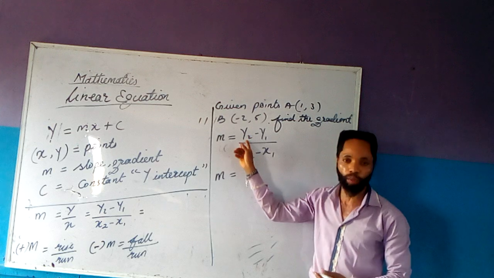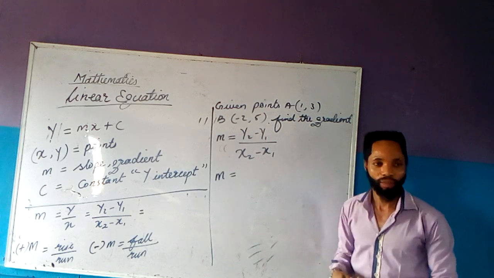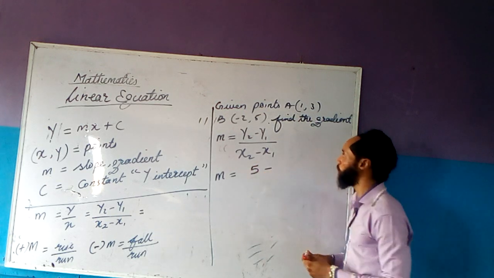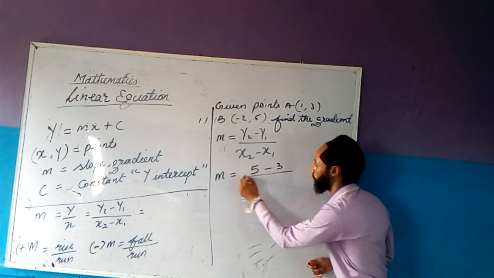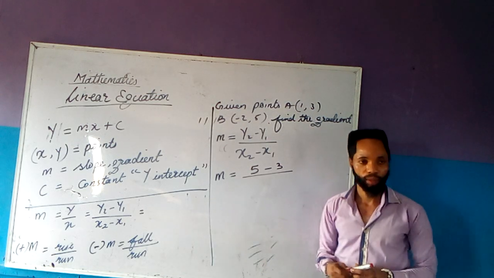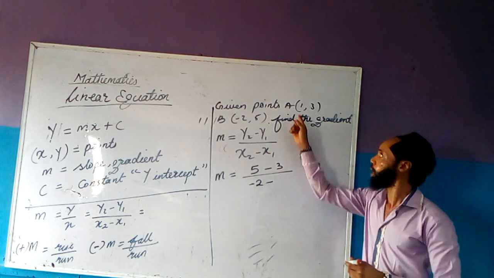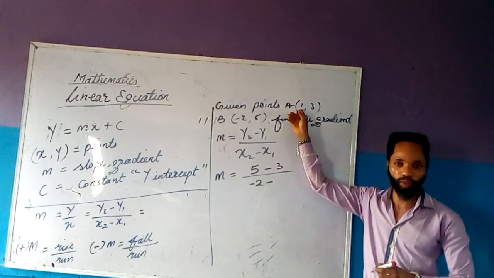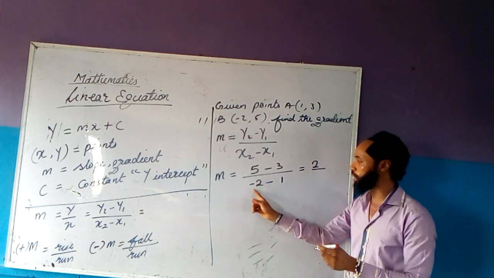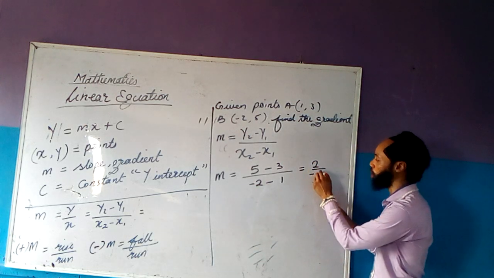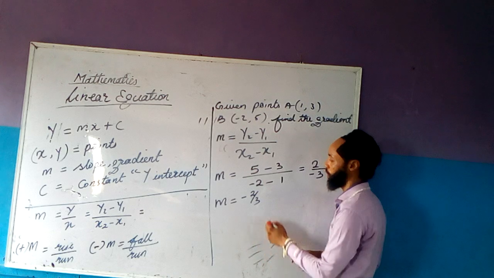So what is our y2? Our y2 is 5, minus our y1, which is 3. What's our x2? Negative 2, minus our x1, which is 1. So we solve here. 5 minus 3 is 2. Negative 2 minus 1 is negative 3. Hence, our slope is minus 2 over 3.